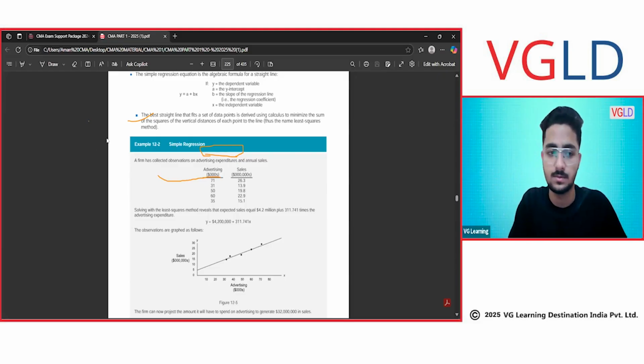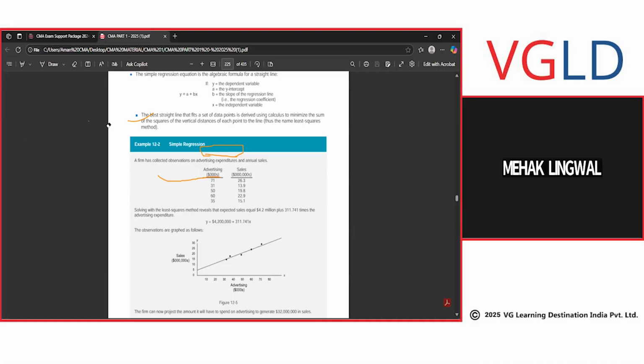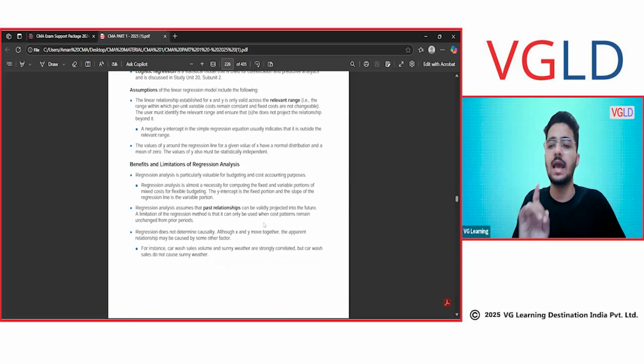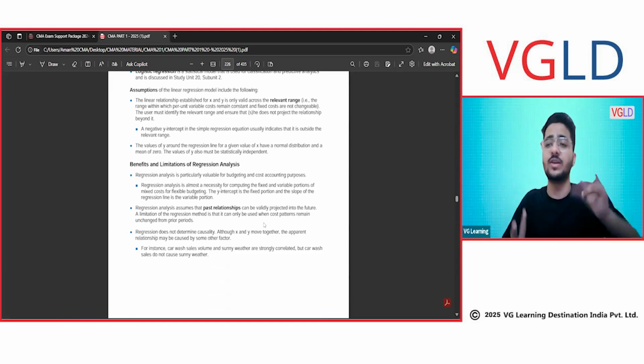Yes, Meher. The fixed sales will probably be given in the question every time. It will be given. Okay, so the benefit is that it is helpful in your budgeting, and it helps find out the fixed portion and variable portion of your costs. As I gave an example of a light bill also.